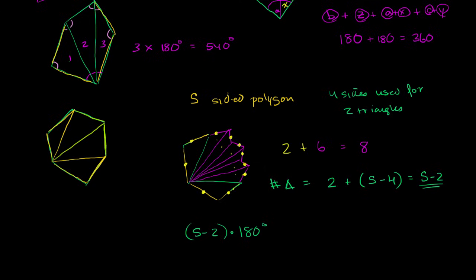So if someone told you that they had a 102-sided polygon, 102 sides, so S is equal to 102 sides, you can say, okay, the sum of the interior angles is going to be 102 minus 2. So it's going to be 100 times 180 degrees, which is equal to 180 with 2 more zeros behind it. So it would be 18,000 degrees for the interior angles of a 102-sided polygon.